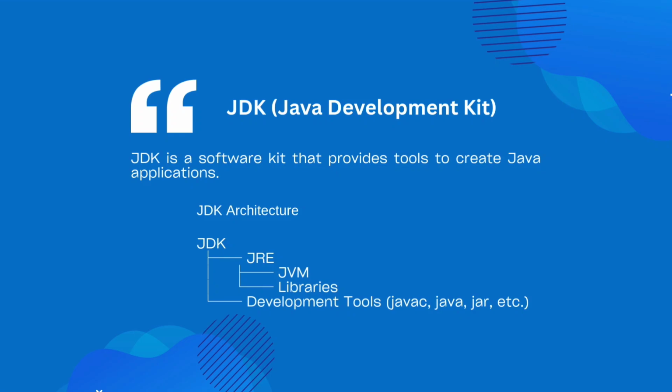JDK, Java Development Kit. JDK is a software kit that provides tools to create Java applications. JDK architecture. JDK includes JRE, inside which are the JVM and libraries. JDK is the development tools.